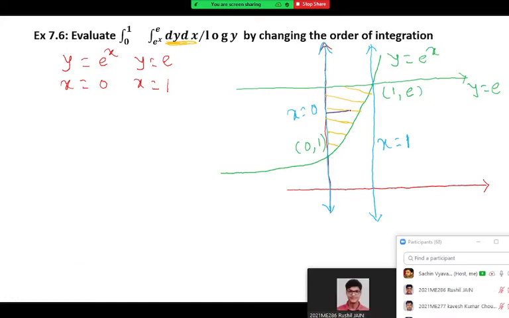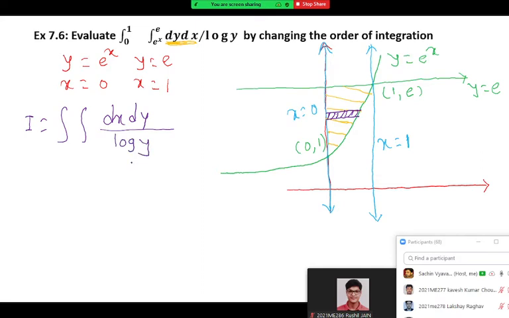Horizontal is the correct choice because we have to change the order now. So if the strip is horizontal now, the double integral will look like dx dy, because a horizontal strip has the order dx dy upon log y. What about the limits now? What is the lower limit for x? 0. Upper limit, x is equal to log y. x equal to log y is the correct answer.